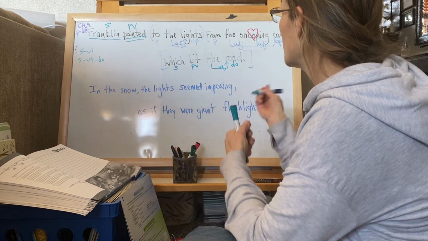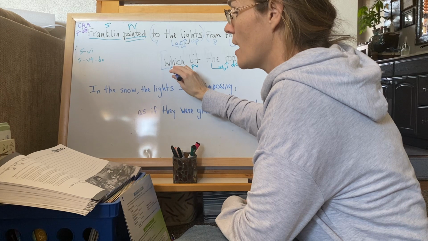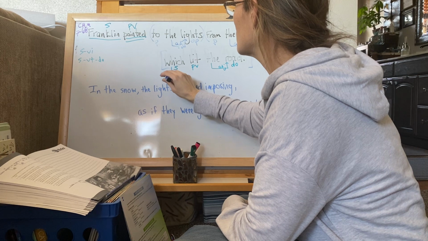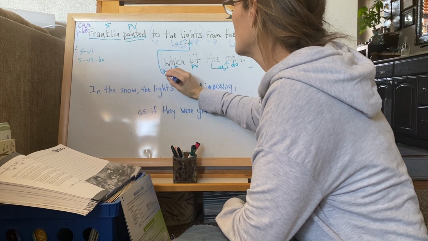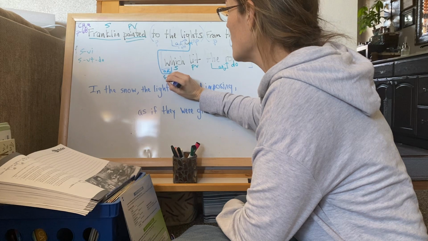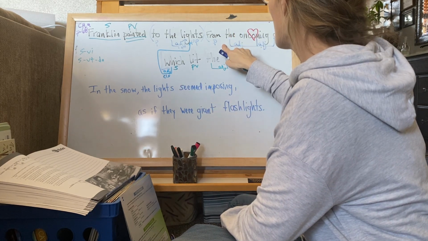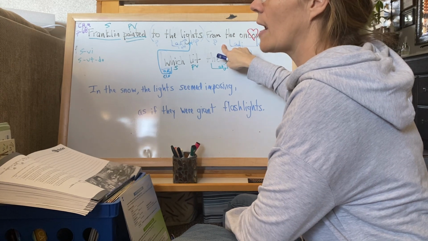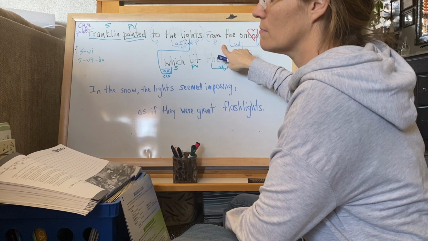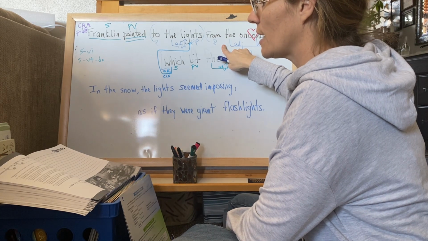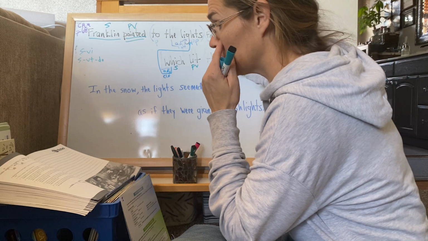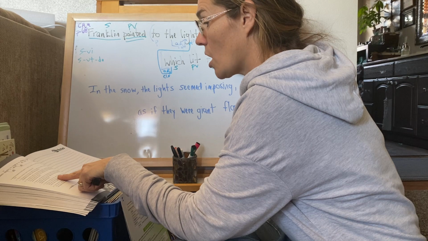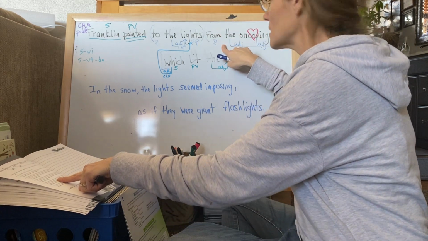So we have to draw a line from which, and it goes to lights. Sorry about the goofy lines. Adjectival clause. And now we have from the oncoming car. Is that an adjectival or adverbial prepositional phrase? It's pointing to lights. From the oncoming car tells us what kind of lights.